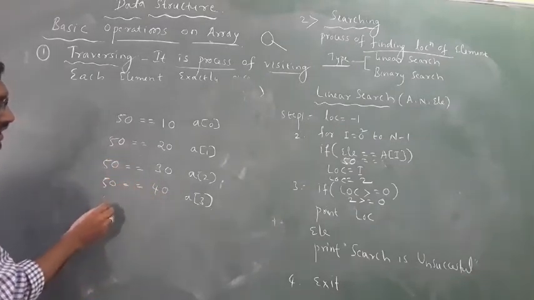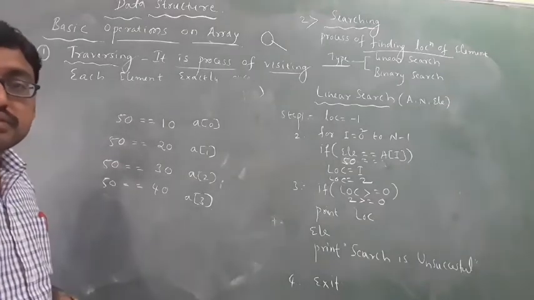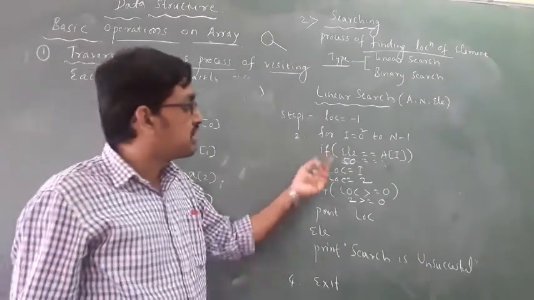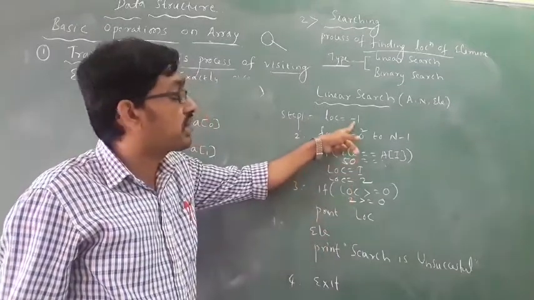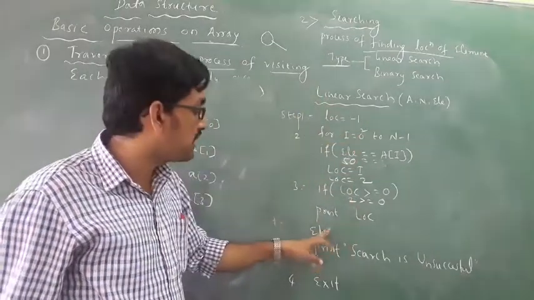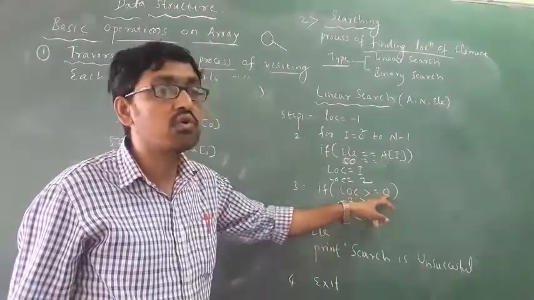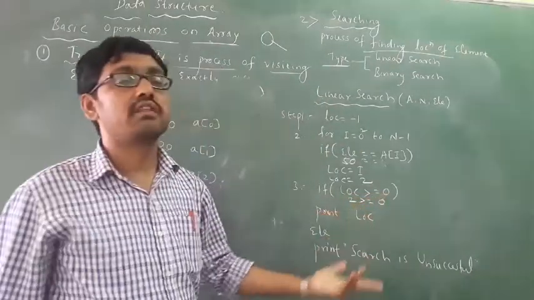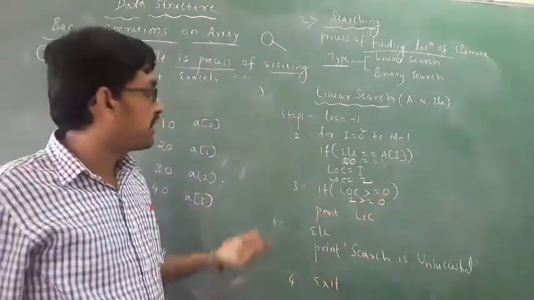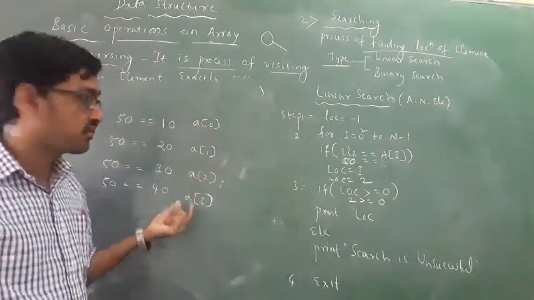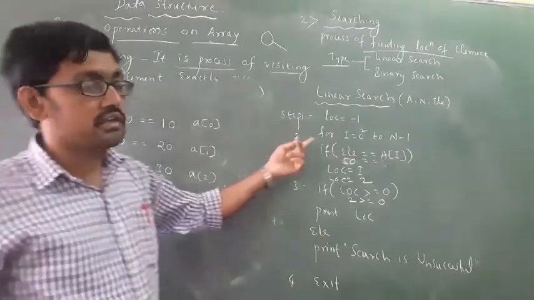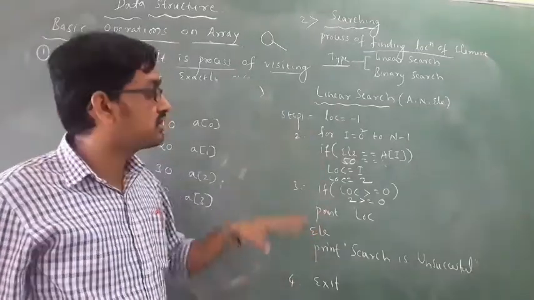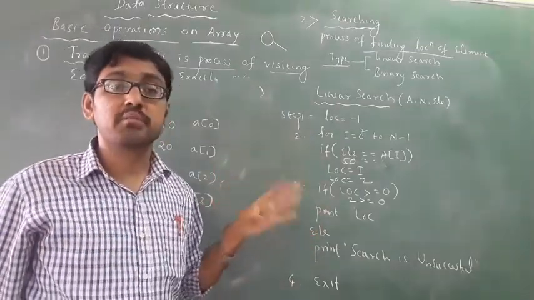No. Then what happens to your element? It is not found, so your location equal to -1. Is -1 greater than or equal to 0? False. So search is unsuccessful is printed. Our element 50 is not in this array. If 50 had been present, it would give the location. This is how to search for an element.